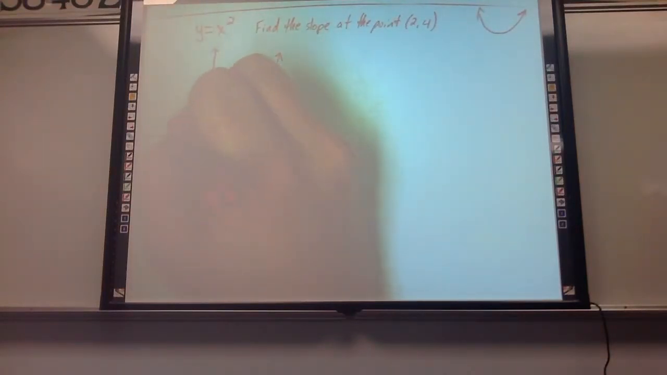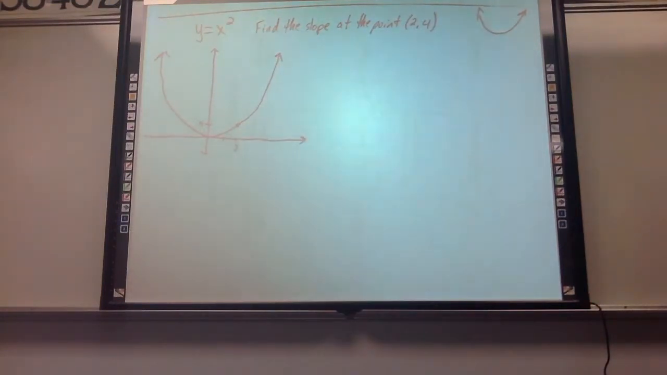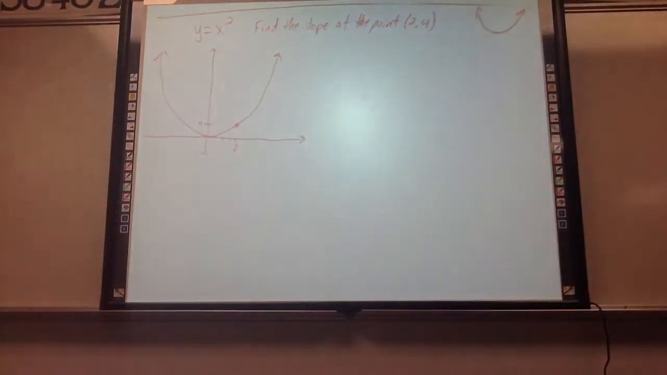Here's my parabola. We'll call that 2, 4 right there. No, my scales aren't the same, but that's okay. Well, there's the point 2, 4. If I want to know the slope at that point, I need to find the equation of the tangent line, right?